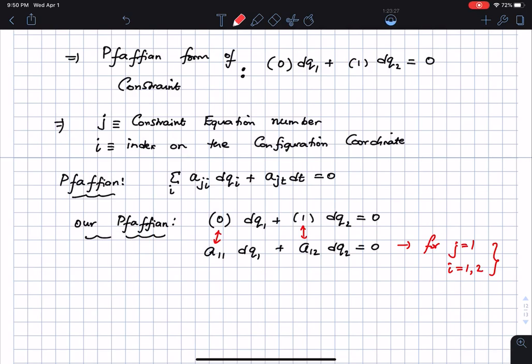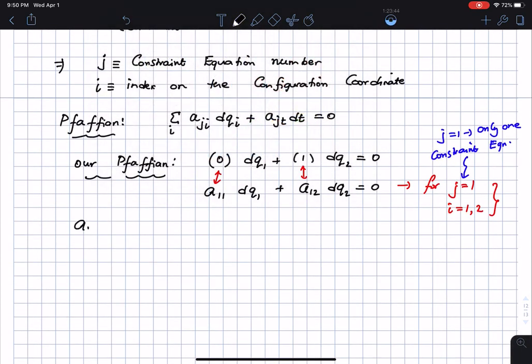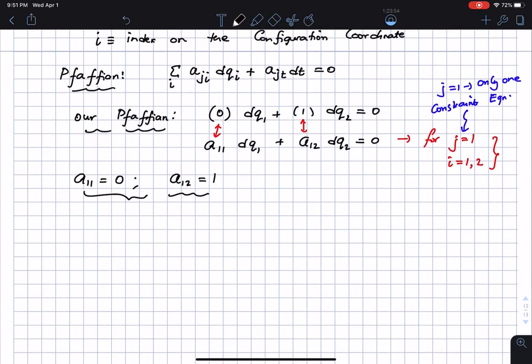j represents once again, j is equal to 1 means only one constraint equation, okay, and i is equal to 1 and 2. So I can say that a11 is 0, a12 is equal to 1. Okay, all right. So now with all of this, we are going to say the following.